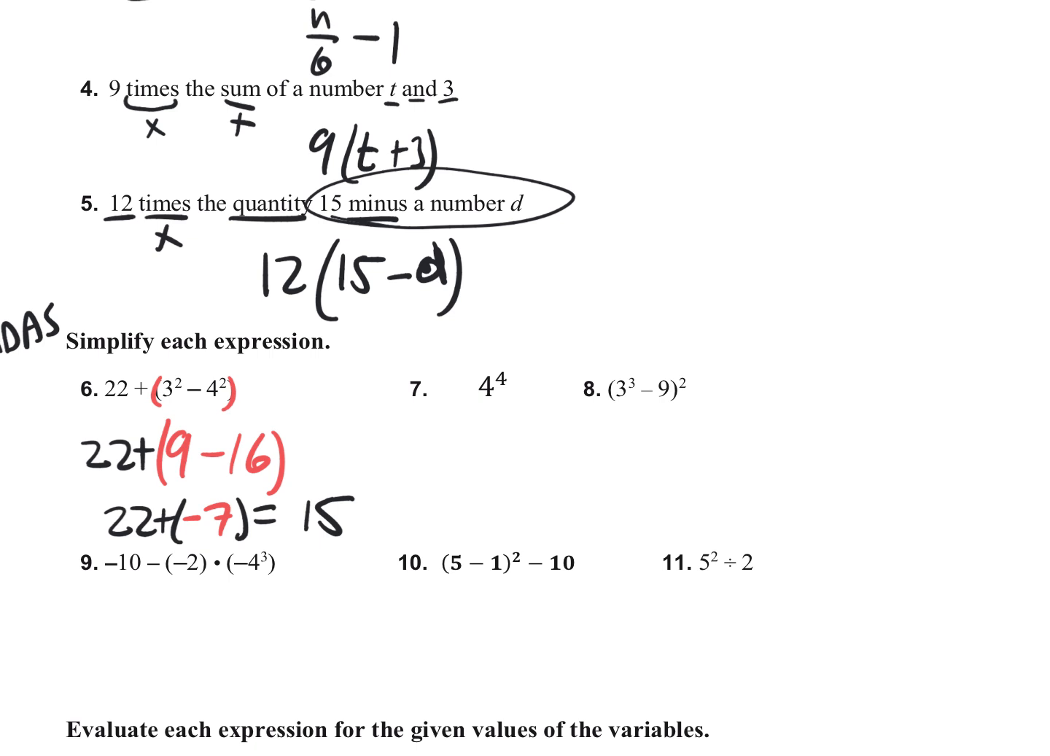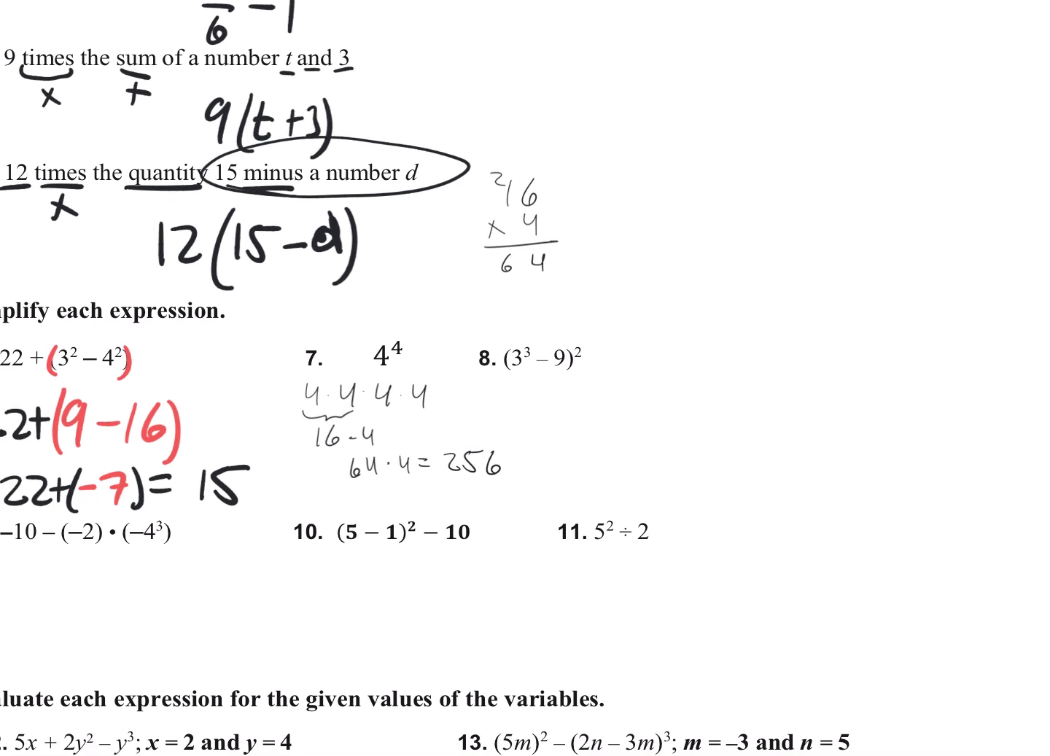Good, and then number 7, 4 to the 4th power. Again, this doesn't mean 4 times 4. This means 4 times 4 times 4 times 4, times itself 4 times. Well, 4 times 4 is 16, and then 16 times 4 is 64, and then times 4 again should get you to 256. As always, you can write your work up here. So if you want to do 16 times 4 and then get 64 like that, and then do it one more time, that's fine, whatever you need to get to the correct answer.